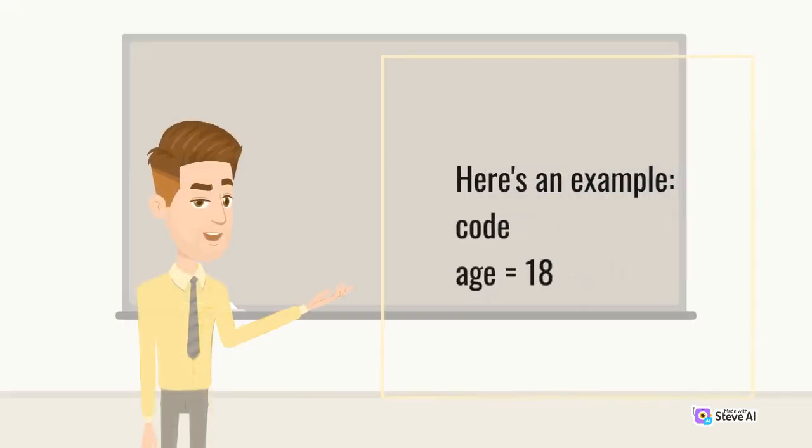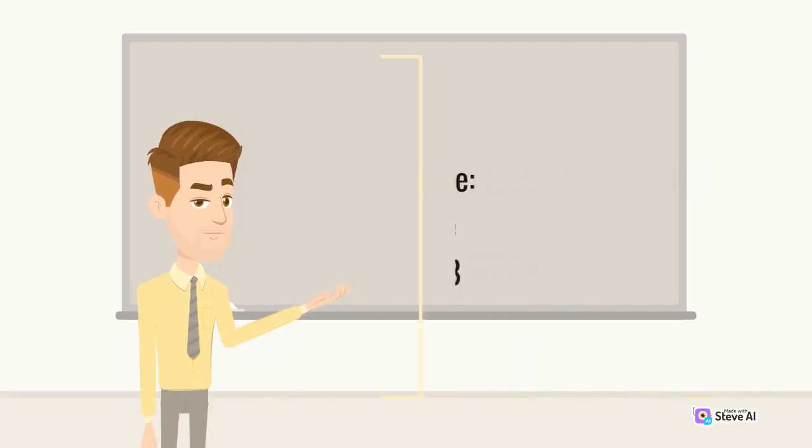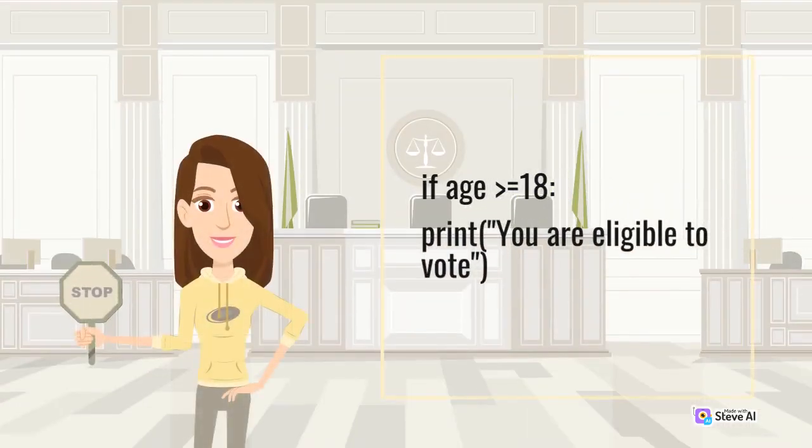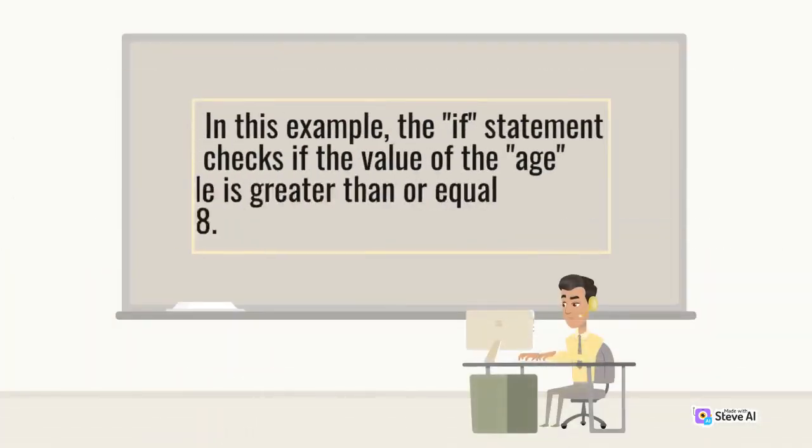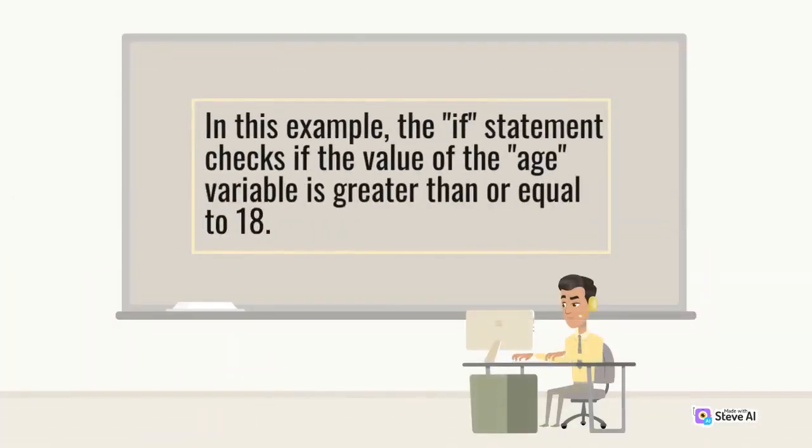Here's another example. Code: age = 18. If age >= 18, print "you are eligible to vote", else print "you are not eligible to vote". In this example, the if statement checks if the value of the age variable is greater than or equal to 18.